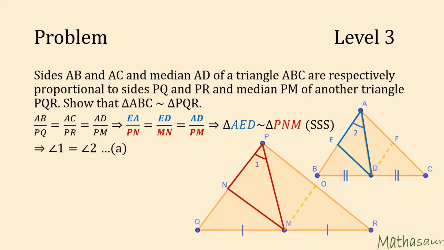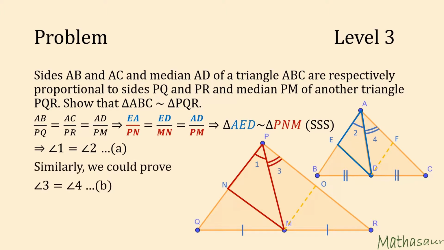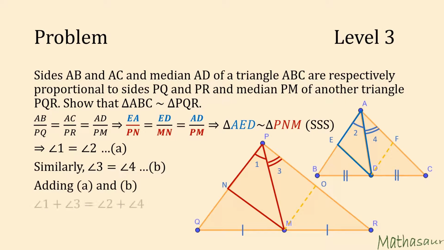Now we could also draw lines parallel to PQ and AB from the point M and D. And in a similar way, we could prove that angle 3 is equal to angle 4 by proving that the two smaller triangles are similar. Do you see what is happening now? We can add statement A and B. And this gives us angle P is equal to angle A.